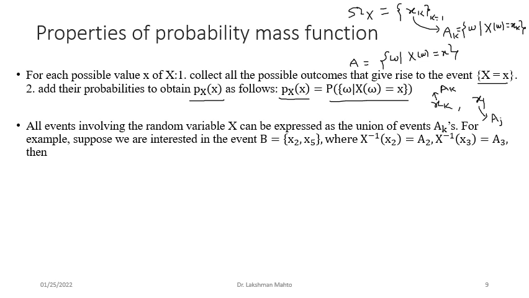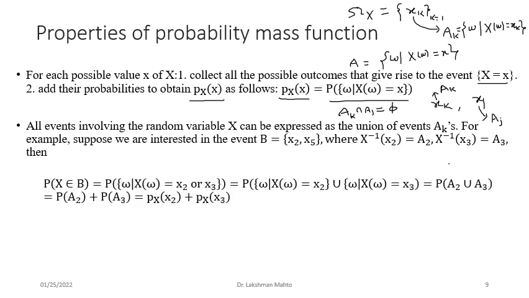And here we can simply see that there is no common element between ak and aj. So we can say that both are disjoint to each other. There is no common element between them. So that's the way a discrete random variable also brings a partition of the sample space. I will discuss it like this. You can see it here.